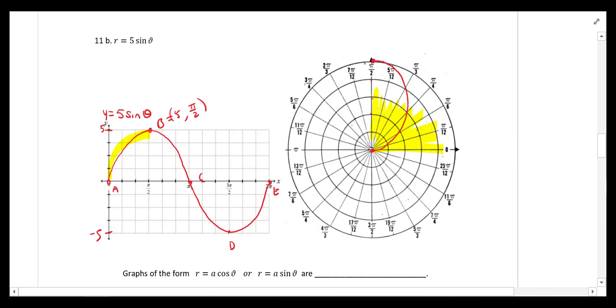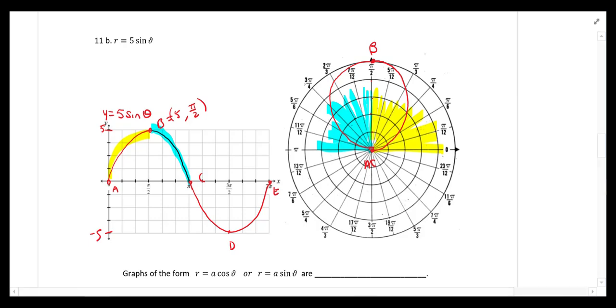Okay? Now, how about the next part? From pi over 2 to pi, that's this region, these spokes. And notice that the y value, or in this case the r value, reduces and gets less and less. So ultimately, you're going to come back around like this. Let me call that B. Let's call this point C, which is also A.